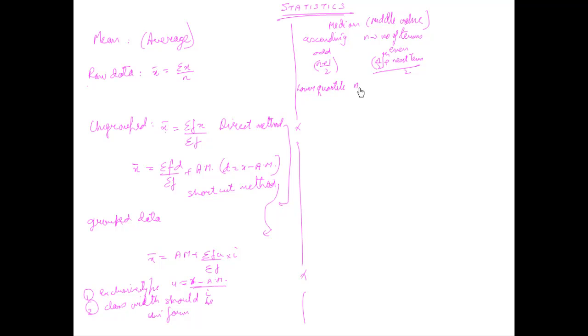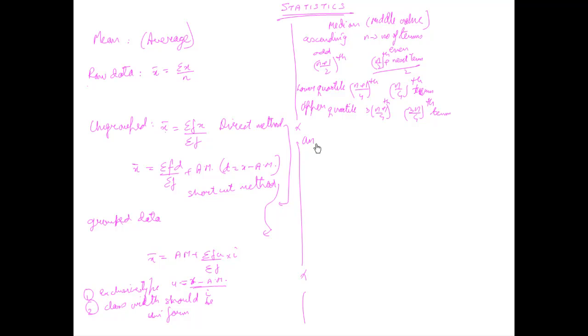If you want to find out the lower quartile, the formula is n plus 1 upon 4th term, and here it's simply n upon 4th term, children. That term. Upper quartile is 3 times n plus 1 upon 4th term and 3n upon 4th term. That term, children. That particular term would be your answer.